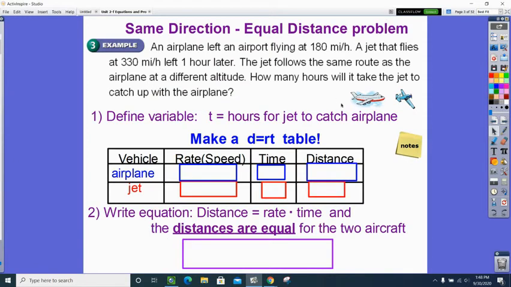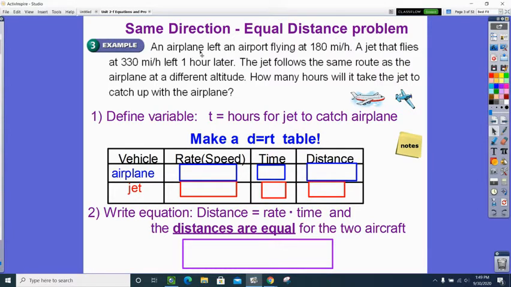So here is an example. I want you to imagine you're sitting at an airport and you watch an airplane take off. You wait and you wait and you wait. And an hour later, a jet takes off, same direction, different altitude. We don't want to crash here. And eventually, because the jet is going faster, it catches up to the airplane. I call this the catch-up problem. The book calls it equal distance.